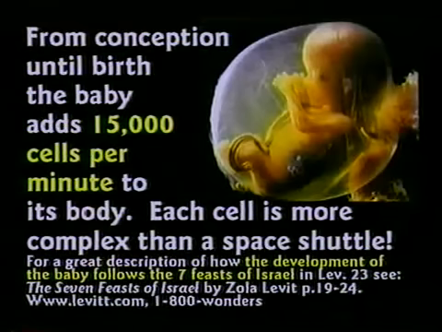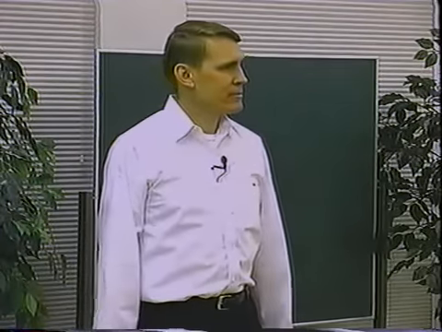Each one of those cells is more complicated than a space shuttle. Now, I say in my seminar, how would you like to work in a factory that produced 15,000 space shuttles a minute? When I worked at General Motors, truck and coach, in Pontiac, Michigan, we made 250 trucks in 8 hours. There was a new truck that came by every 1 minute and 45 seconds.